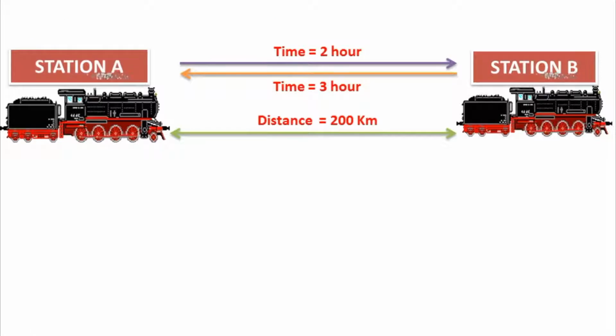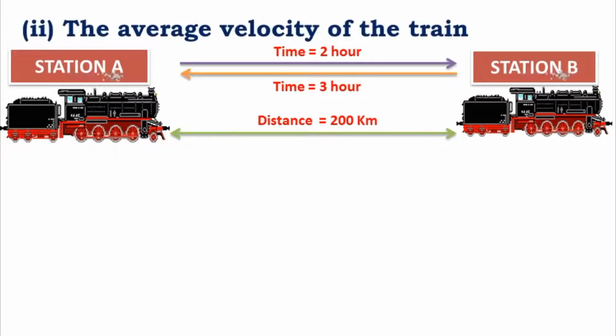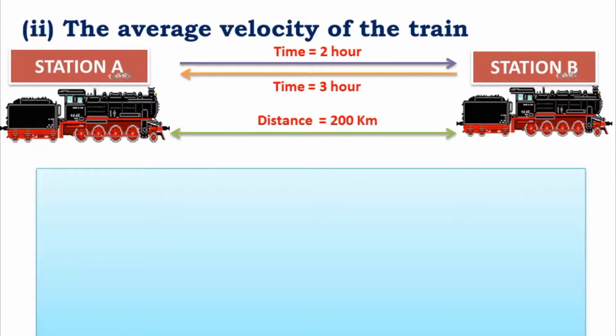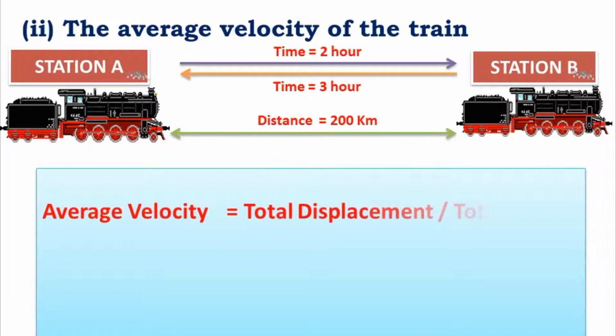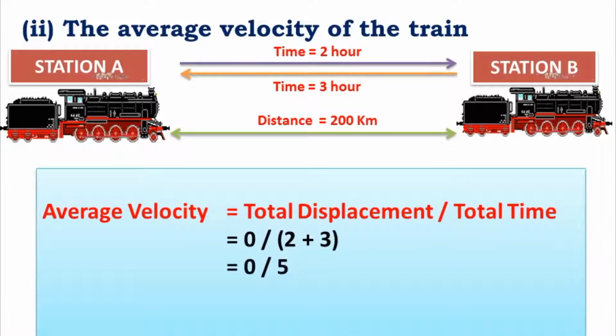And the second part, the average velocity. Average velocity is equal to total displacement divided by total time. Please give attention. Train starts from A and finally comes back to A. Initial point and final point are the same. So displacement is equal to 0. So average velocity is equal to total displacement divided by total time, that is equal to 0 divided by total time, which is equal to 0.